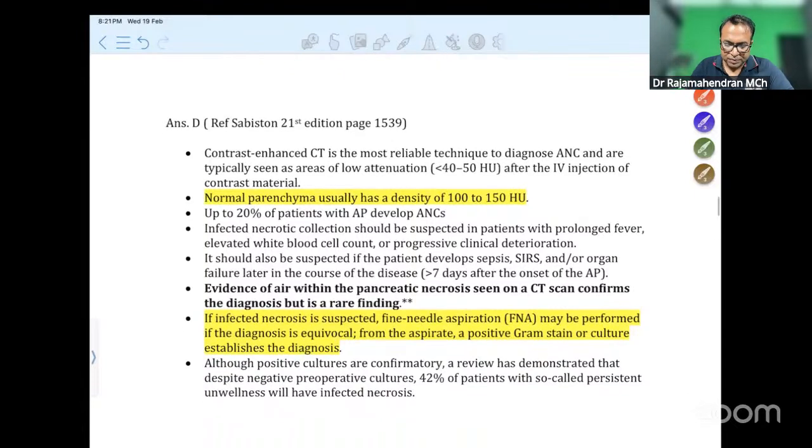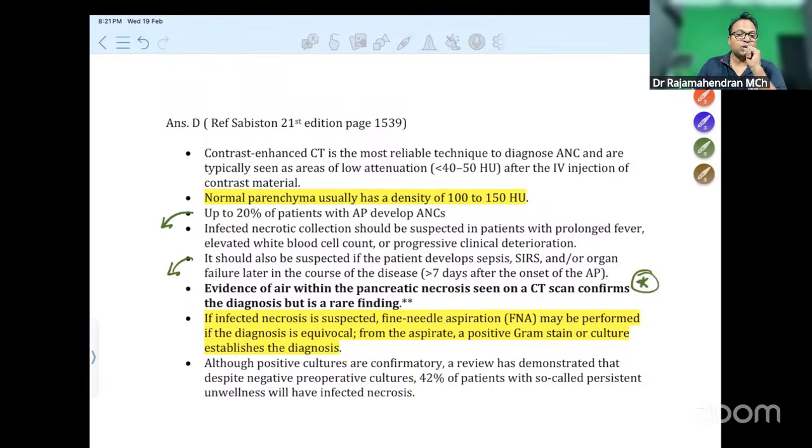So please read this paragraph from Sabiston. CT is the most reliable technique, and necrotic areas are typically seen as areas of low attenuation, less than 50 Hounsfield units. Normal parenchyma has a density of 100 to 150 Hounsfield units. Up to 20% of patients with acute pancreatitis develop acute necrotic collection. Infected necrotic collection should be suspected in patients with prolonged fever, WBC elevation, and clinical deterioration. It should also be suspected in patients who are developing sepsis, SIRS, or organ failure. Evidence of air is a confirmatory finding, but it is a rare finding.